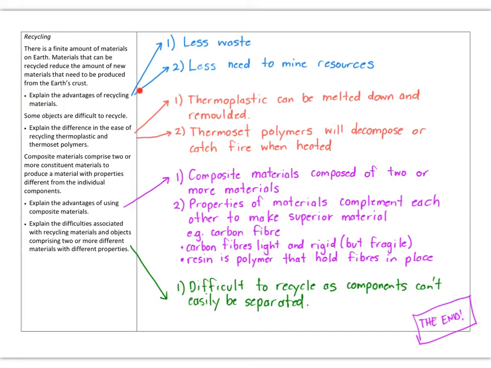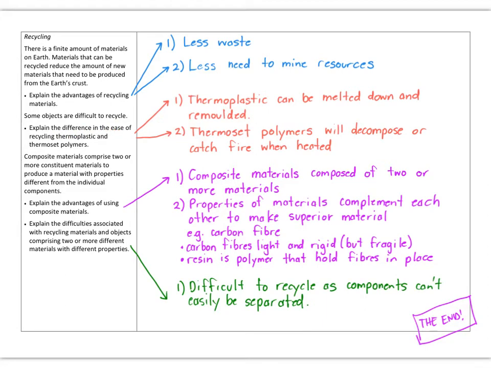So the two advantages of recycling materials, the two most important: less waste, so we need to send less stuff to landfill or dispose of in some other form. And if we're recycling more, there's less need to mine new resources from the Earth's crust. Hopefully that's pretty self-explanatory.